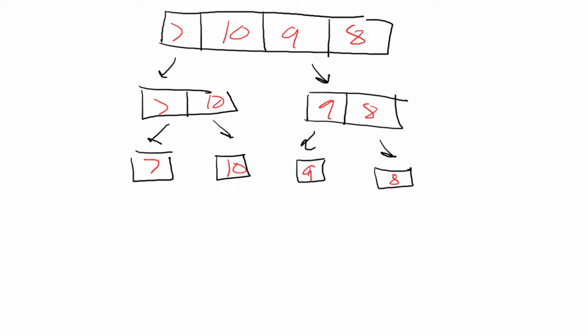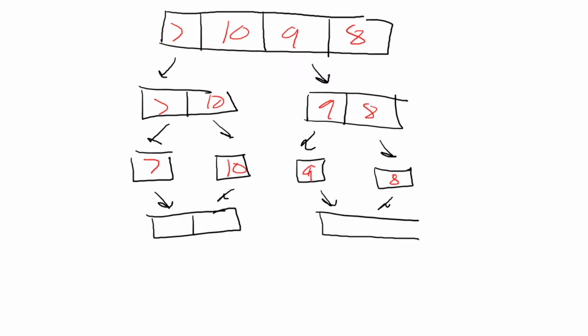And then what we do with this is that we recombine it. We recombine these two into an array of 2, and we recombine these two back into an array of 2. And you might be thinking, well, we just split them up. What are we going to do when we recombine them? This is where the sorting actually takes place. So stay with me here.